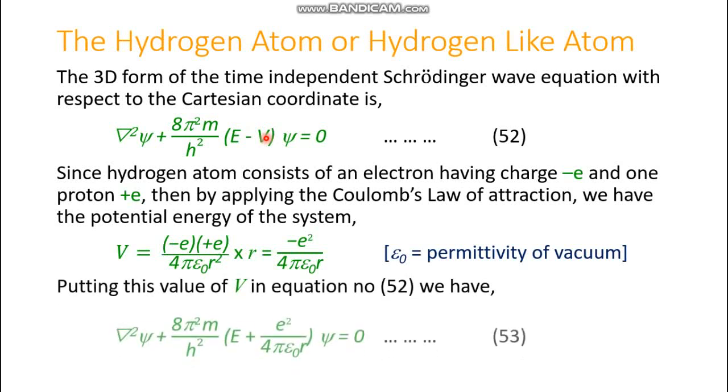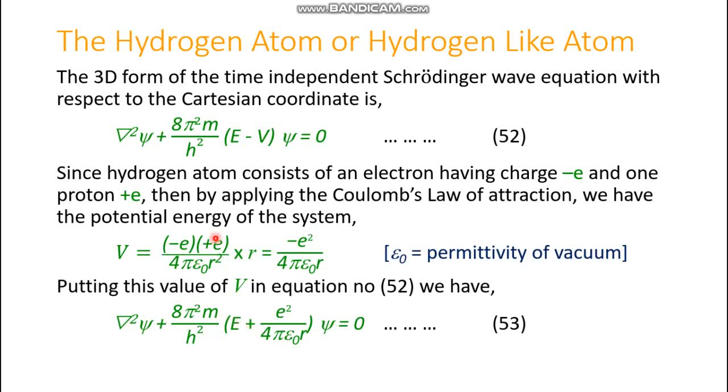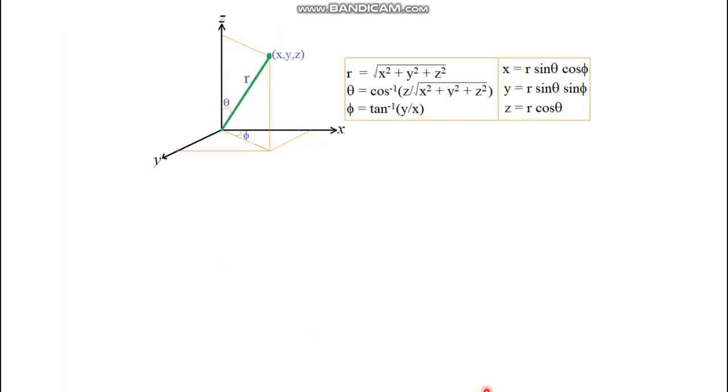So in place of minus V, we are putting this value, and this negative sign is cancelled by this negative sign, and this becomes positive. So it is Laplacian psi plus 8 pi square m by h square into (total energy, plus in place of potential energy we can write e square by 4 pi epsilon 0 r), then outside the bracket it is psi, and then it is overall 0, and this is equation number 53.